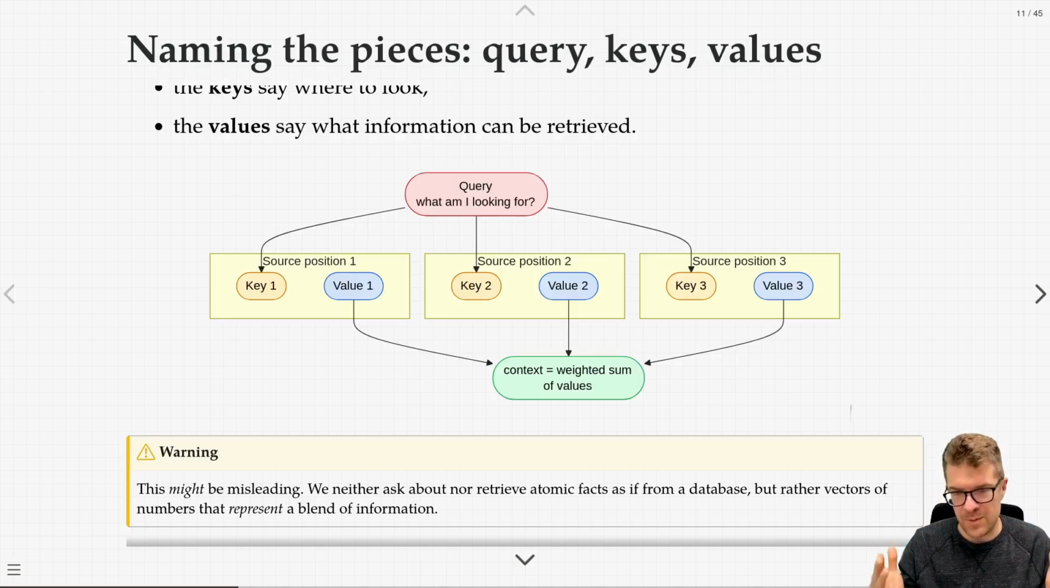The idea is the same, but like we've seen several times in this class, including in expectation maximization, normally we have these blends of information. So it's a weighted combination of vectors, of numbers, and those numbers somehow represent information. So even though we're talking about things as if we're literally looking up information in a database or a dictionary, what's actually happening here is combinations of soft vectors in a soft way.